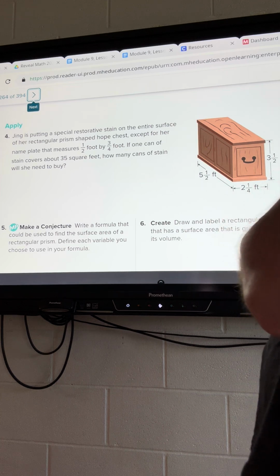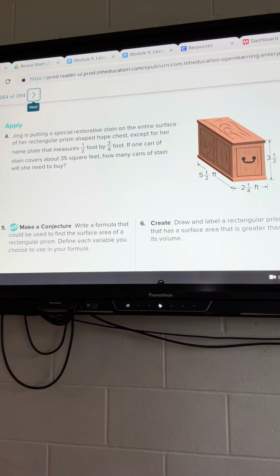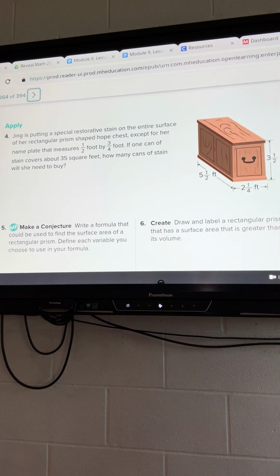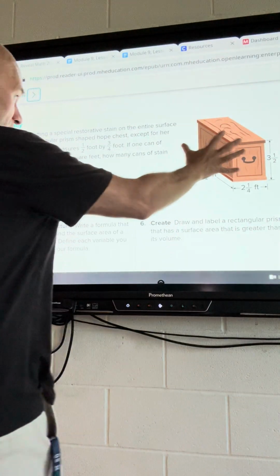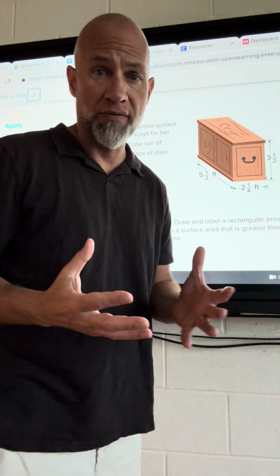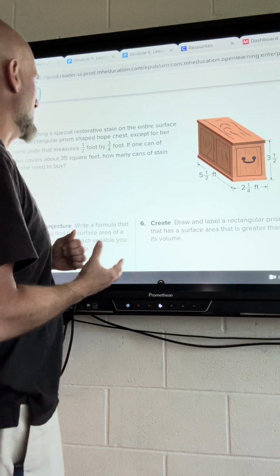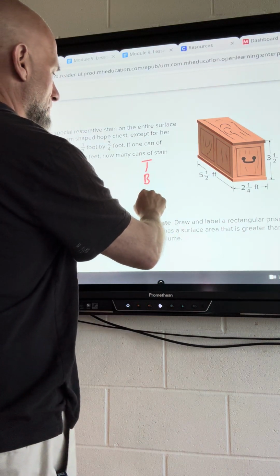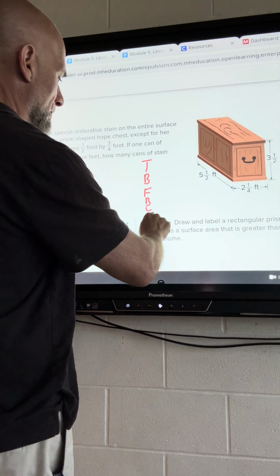If 1 can of stain covers about 35 square feet, how many cans of stain will she need to buy? All right, so listen, you're going to need to figure out the surface area, obviously the surface area of this rectangular chest here. So you're going to have top, bottom, front, back, left, and right.